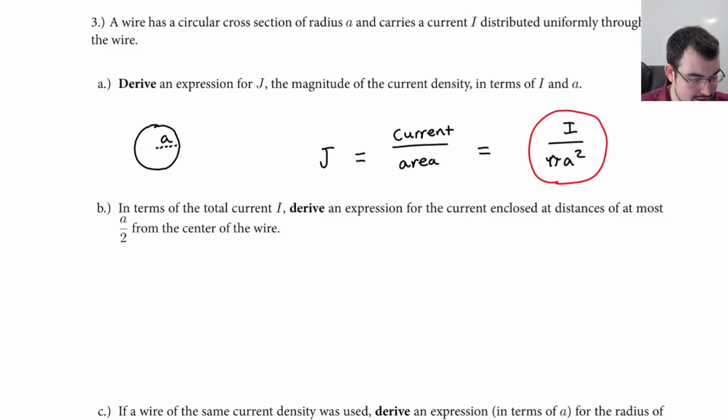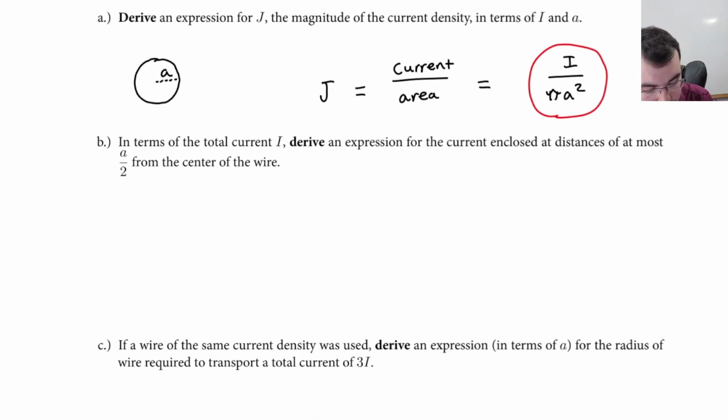Now, in terms of the total current I, derive an expression for the total current enclosed at distances at most a over 2 from the wire center. So we know we have a current I in the whole thing. So we're actually asking how much current would be in this circle. Because we know it's not I, because the whole circle can transport I. You could actually do it two different ways. I'll show maybe the more precise way that you might pick, but this is a really nice ratio question.